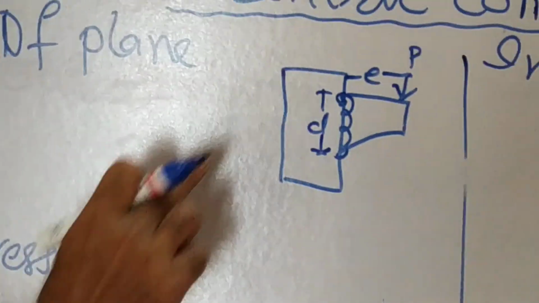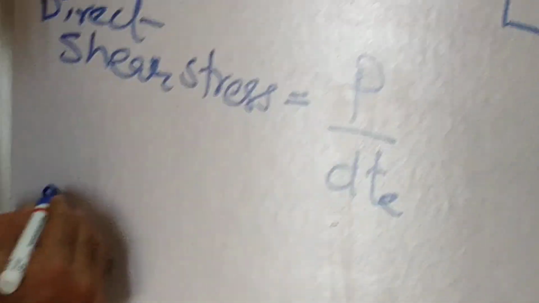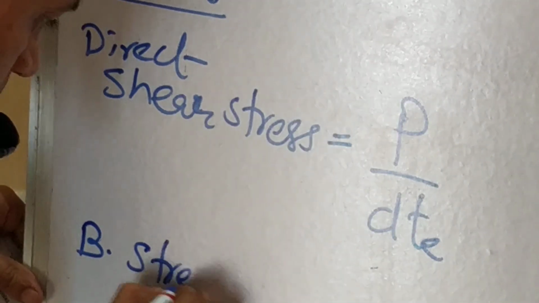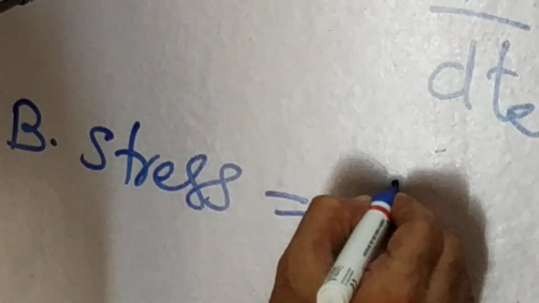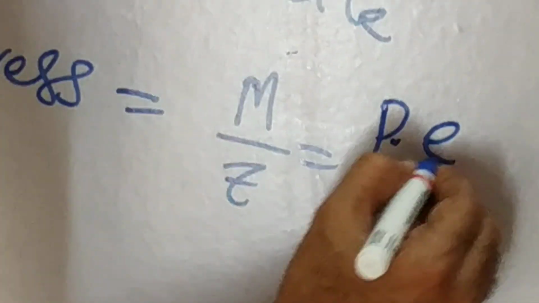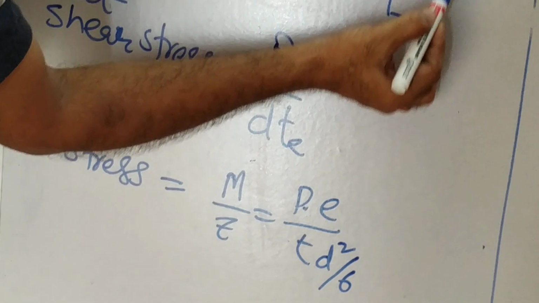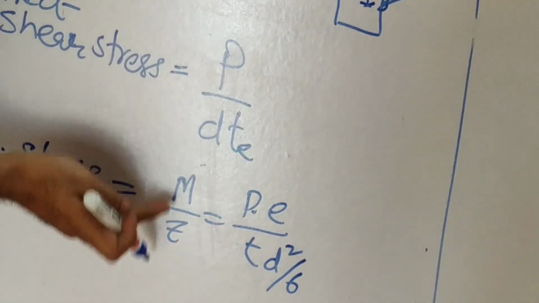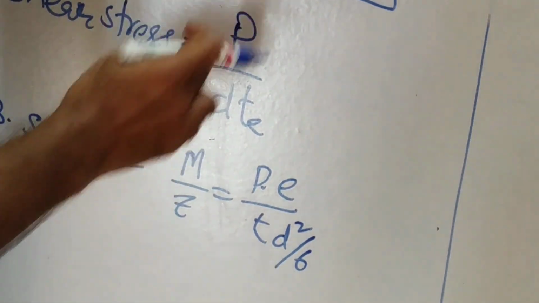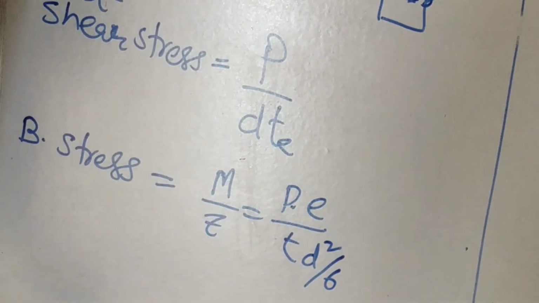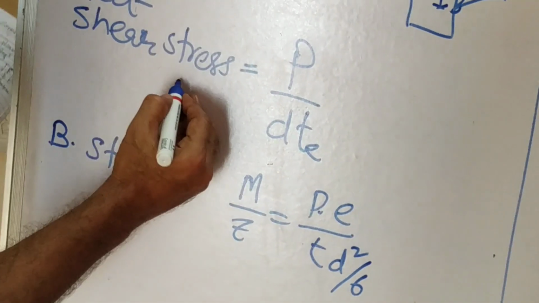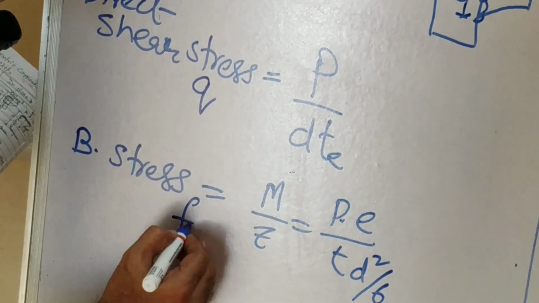And due to this eccentricity, there will be a bending stress, which is equal to M by Z, which is equal to P into E by T into D square by 6. Now, if you look at the top point or the bottom point, it is subjected to both the stresses at the extreme, so we have to take a resultant stress, also called equivalent stress. So we say this is Q, this is FB.